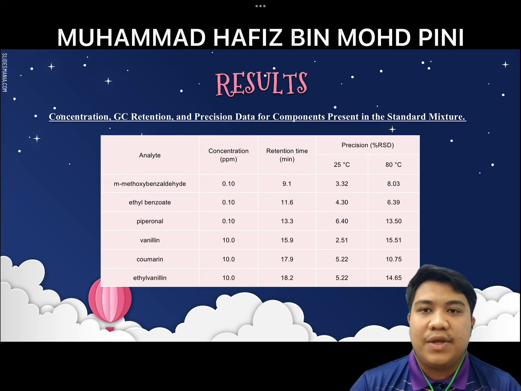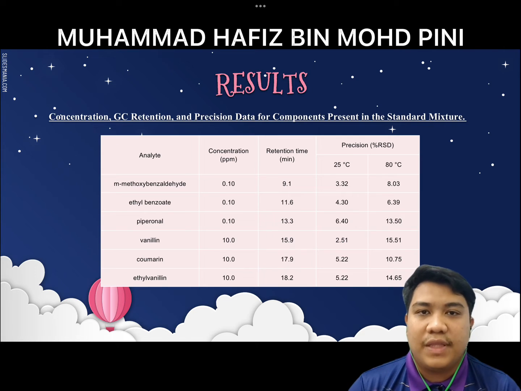For the ethyl benzoate, the concentration is 0.10, the retention time is 11.6 minutes, then the precision at 25 degrees Celsius is 4.30, and for 80 degrees Celsius is 6.39. For piperonal, the concentration is 0.10, the retention time is 13.3 minutes, and the precision at 25 degrees Celsius is 6.40, and at 80 degrees Celsius is 13.50.